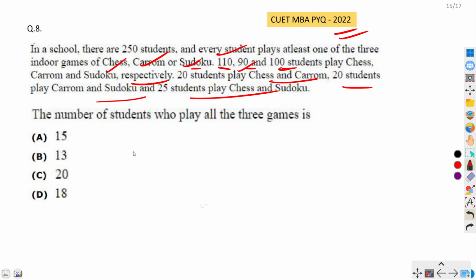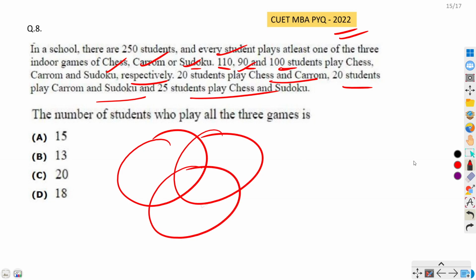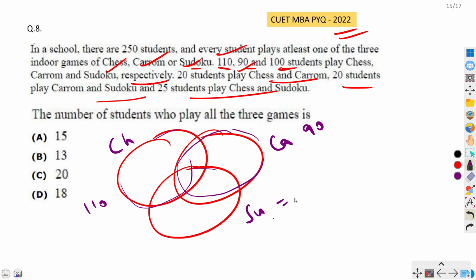Okay. So what they have given is, let's say this is chess, I am denoting this by CH. This is for carom, CA, and this is for sudoku, SC. They have given this whole chess is 110. This whole carom is 90, and this whole sudoku portion, that is 100.